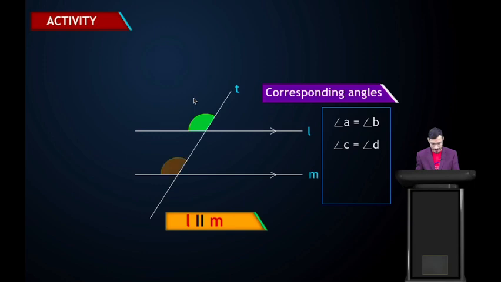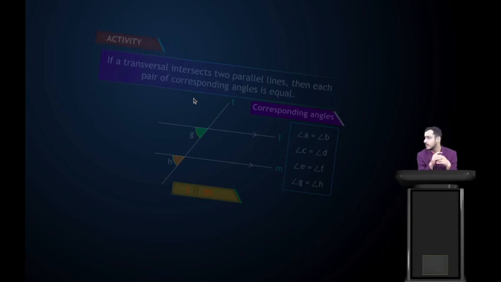Now here, angle E and angle F are corresponding angles and both are equal. Now angle G and angle H are also equal angles. So corresponding angles: if a transversal intersects two parallel lines, then each pair of corresponding angles is equal.